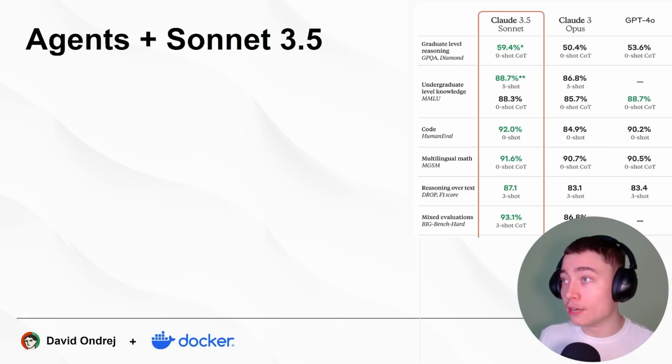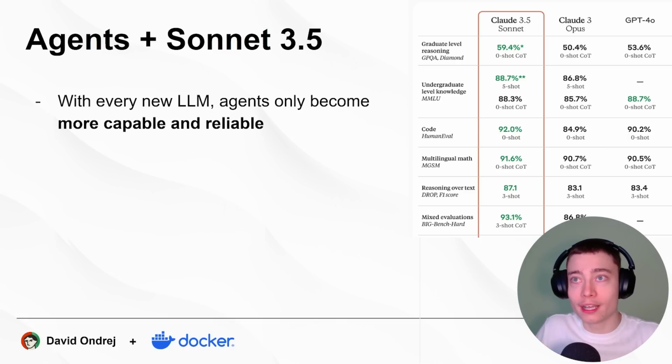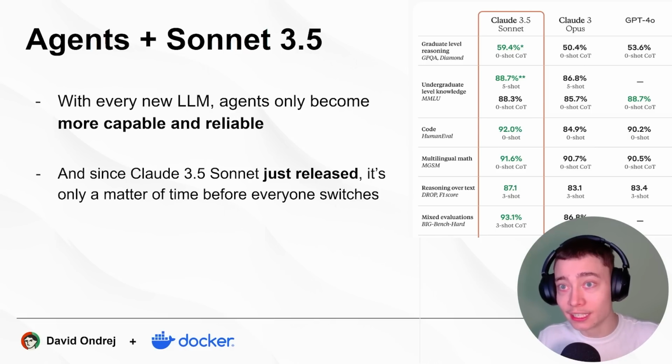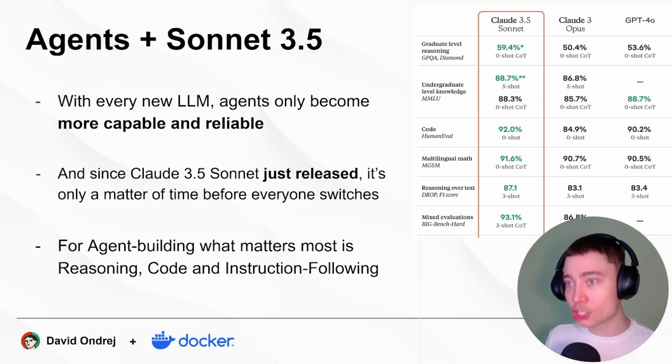Agents with Sonnet 3.5. Why is it such a big deal? All the agents you built in the past, when a new, better LLM comes out, you just switch the API, which takes like 2 minutes, right? And since Claude 3.5 Sonnet just released, it's only a matter of time before everyone switches. So take advantage of this window. For agent building, the benchmarks that matter the most are reasoning, code, and instruction following. And of course, Sonnet 3.5 excels at all of these.